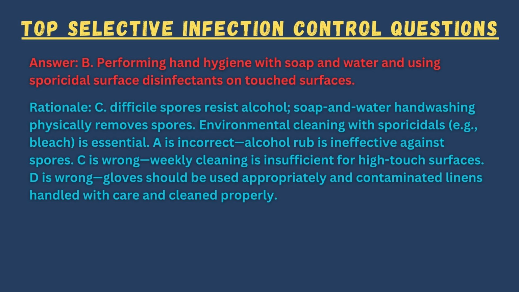A is incorrect. Alcohol rub is ineffective against spores. C is wrong. Weekly cleaning is insufficient for high-touch surfaces. D is wrong. Gloves should be used appropriately and contaminated linens handled with care and cleaned properly.